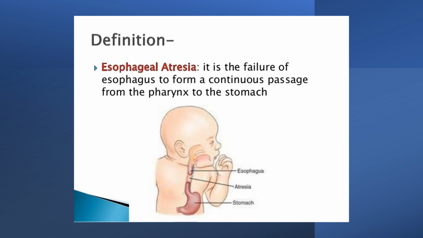The meaning of atresia is that the esophagus does not develop properly, or the esophagus is not connected with each other. In this picture you can see the proximal part of the esophagus is not connected with the distal part of the esophagus. So there is a gap in between the esophagus tube, right? This condition is called atresia.